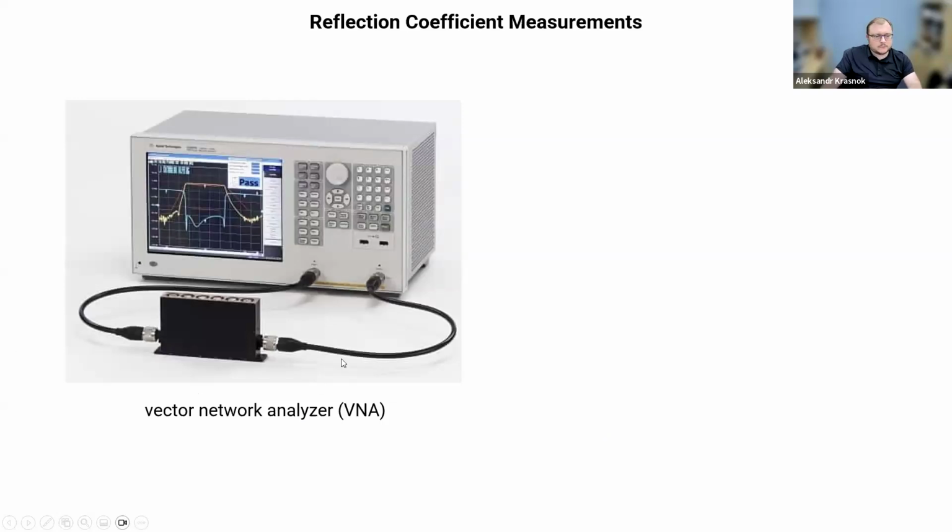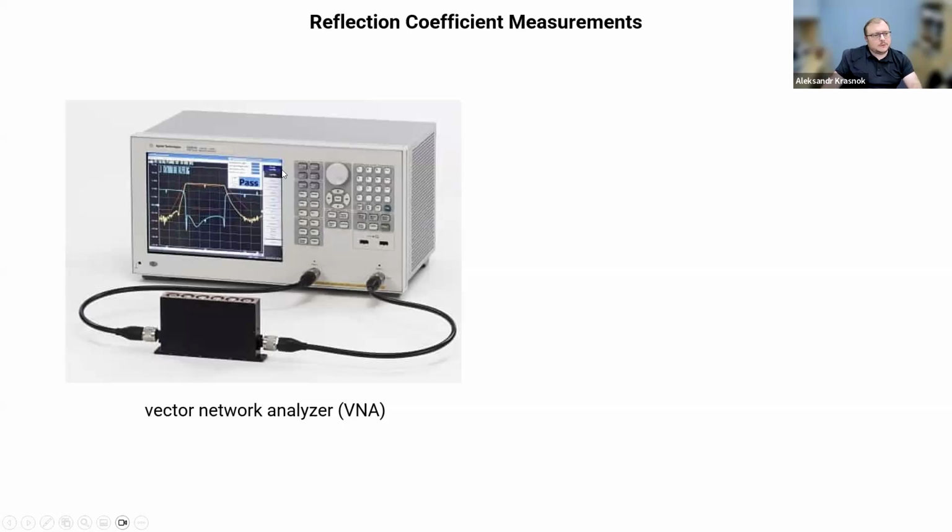It's called Vector Network Analyzer, or VNA in short. So VNA is a nice device. Essentially, this is a picture of a typical VNA. It's a 2-port VNA, with a first port and a second port. To measure reflection, we need only one port. It's enough to have one port.